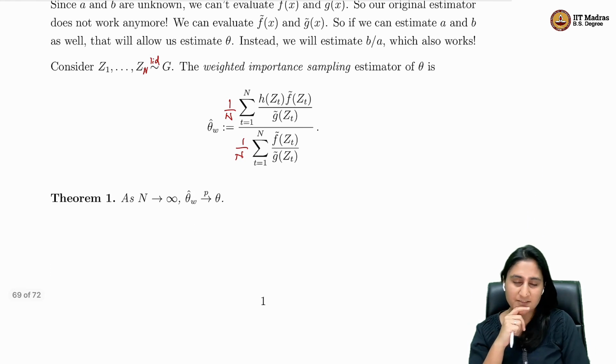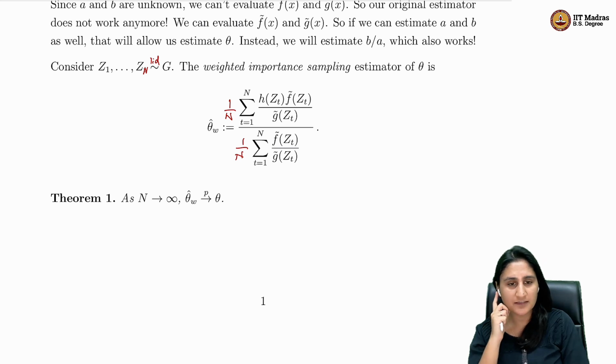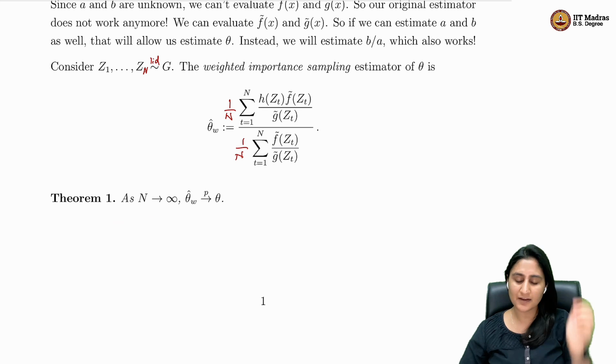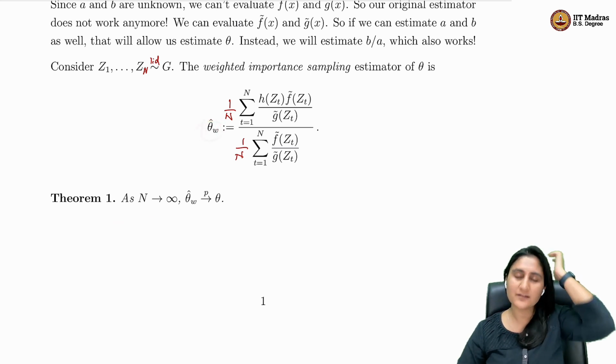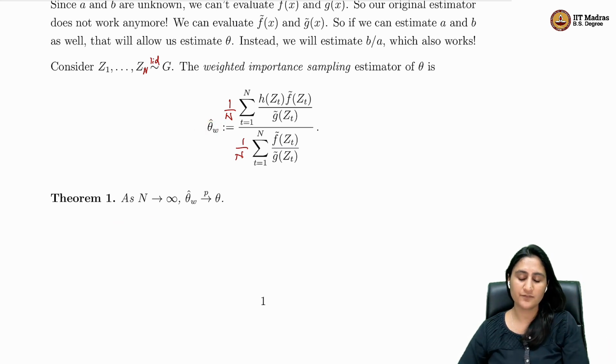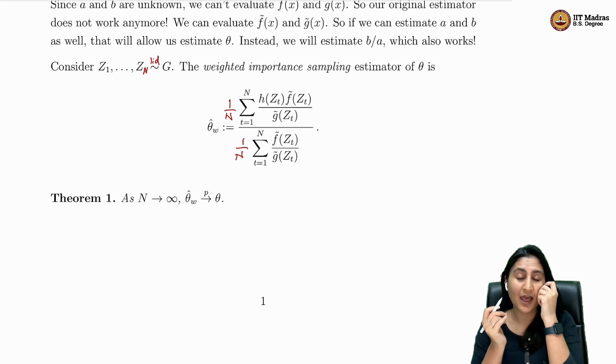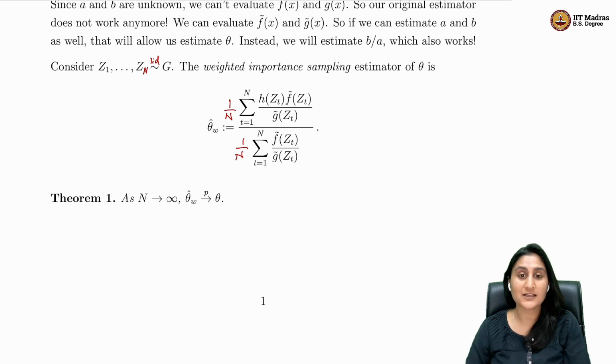So now our first result is that as n tends to infinity, theta hat w tends to theta. Right? Theta hat w is our weighted importance sampling estimator. As n tends to infinity, this becomes closer and closer to theta, which is great, which means that our weighted importance sampling estimator for large samples is expected to converge to our actual quantity we want to estimate. So that's fantastic.